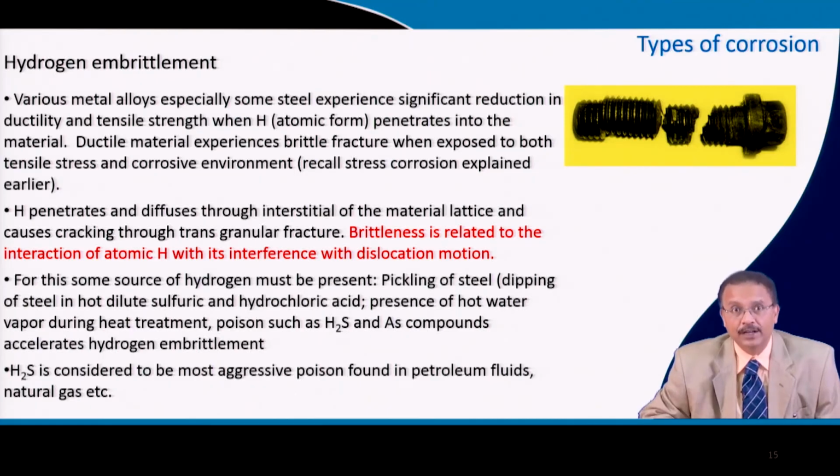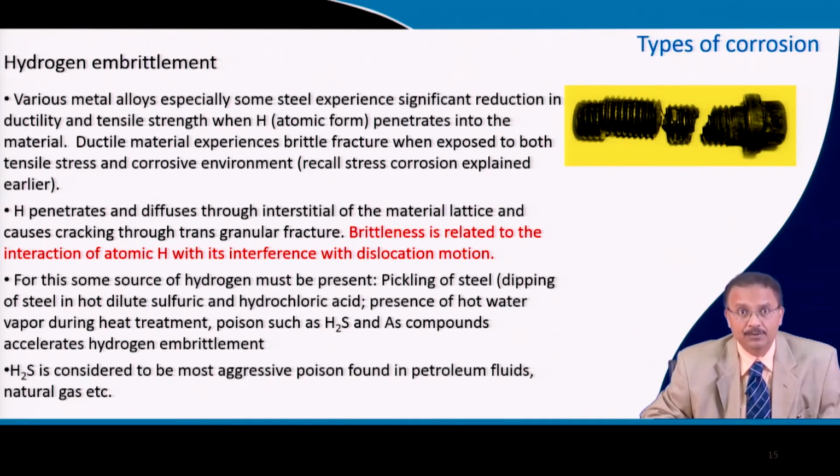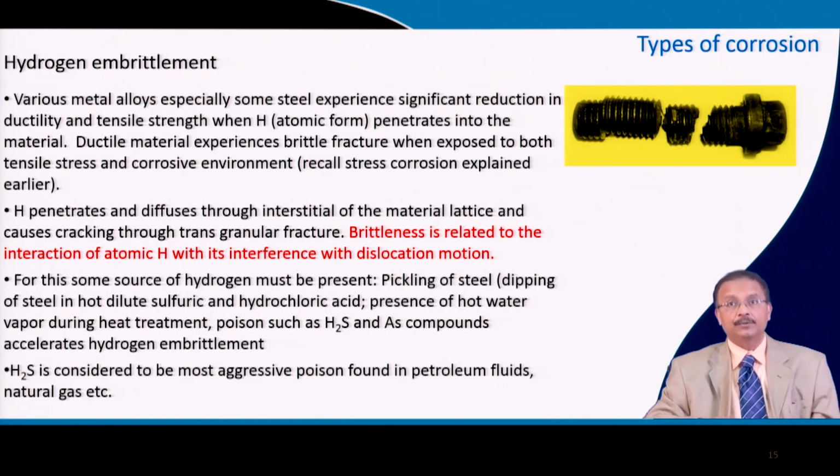Some source of hydrogen must be present. One example is the pickling of steel, where steel is dipped into hot sulfuric acid or hydrochloric acid, in the presence of hot vapor during heat treatment, or if poisonous materials like H2S and arsenic compounds are there. These things will accelerate hydrogen embrittlement. Out of these, H2S is considered a very aggressive poison, especially found in petroleum fluid and natural gas.